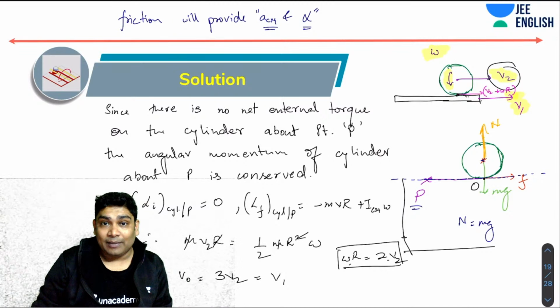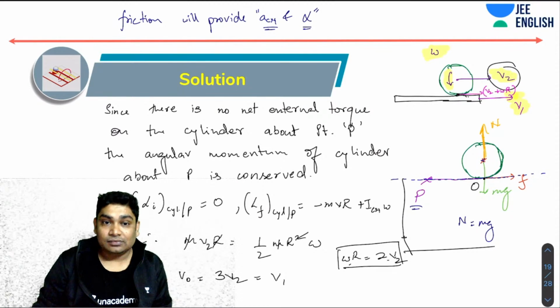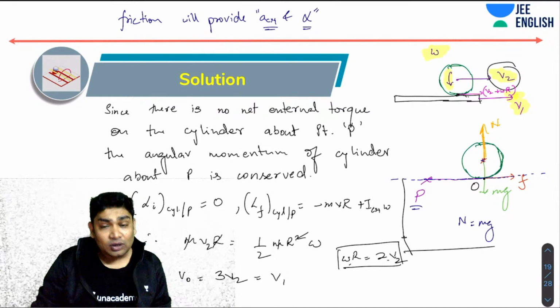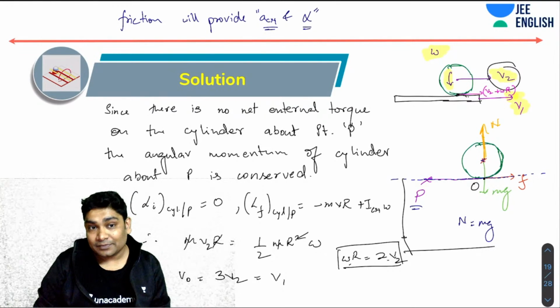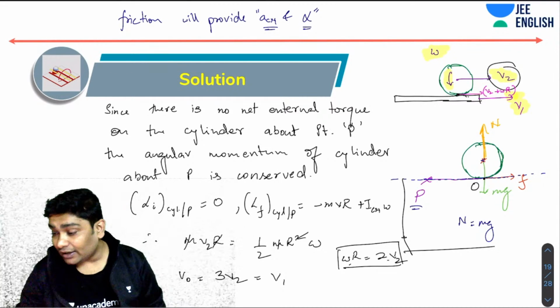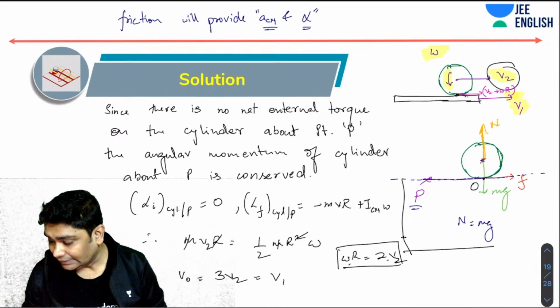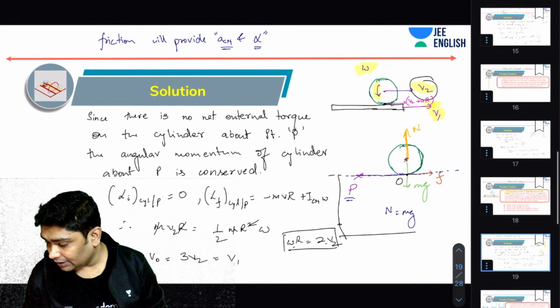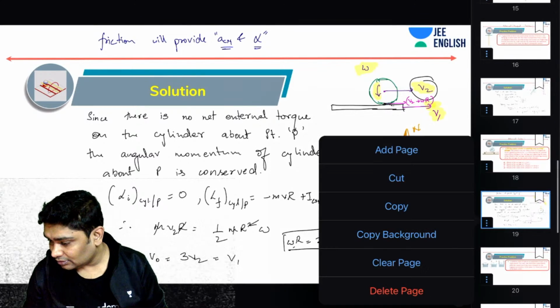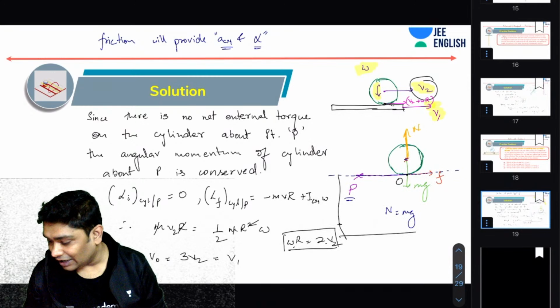So आपका plank भी उसी speed से चल रहा होगा. Agreed. So I found a relation between v1 and v2. Now, interestingly, all I need to do is add page first.